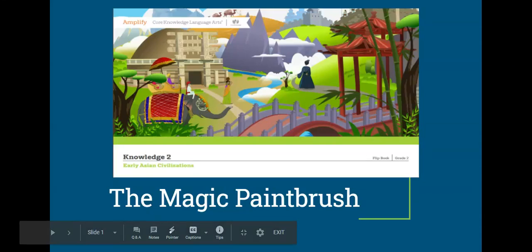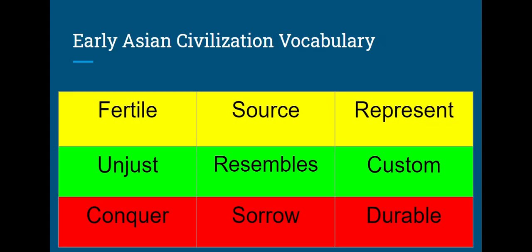Welcome to our unit on early Asian civilizations. Today we're on lesson 10 where we're going to be talking about the story, the magic paintbrush. Before we get started, wow, we have a full list of vocab words to go through. Pretty soon we're going to see a couple of our vocabulary words disappear here. But let's go through our vocabulary words really quick.